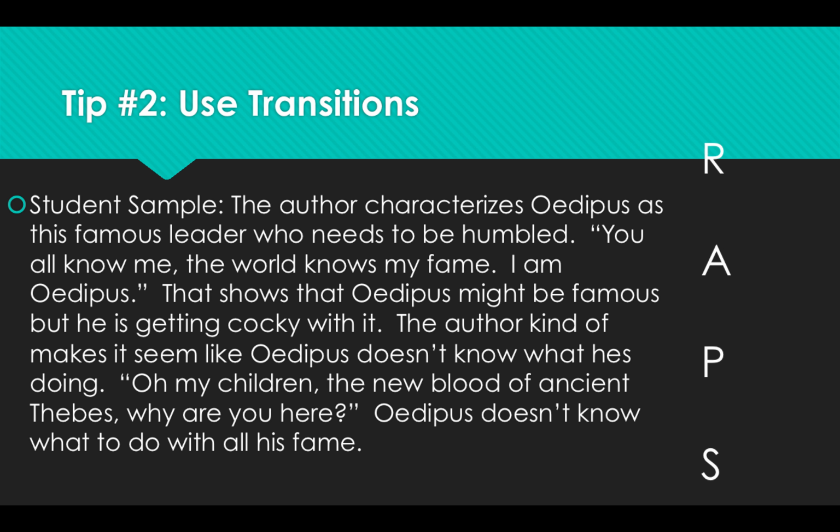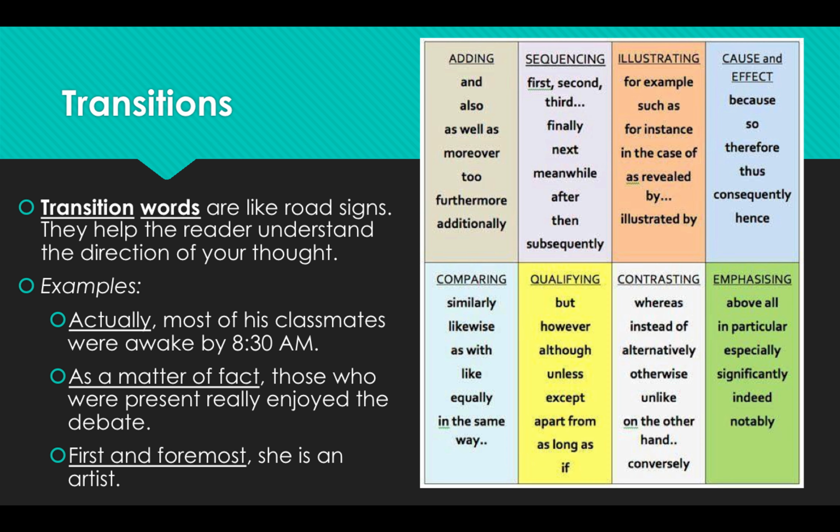I need some clarity, some smoothness to help make that a little bit more enjoyable. So here's a nice chart that you can refer to, and if you request it, I'll print it out, color and all. But think about transition words as road signs. They help the reader understand the direction of your thought, and without them, it's kind of hard to assume.